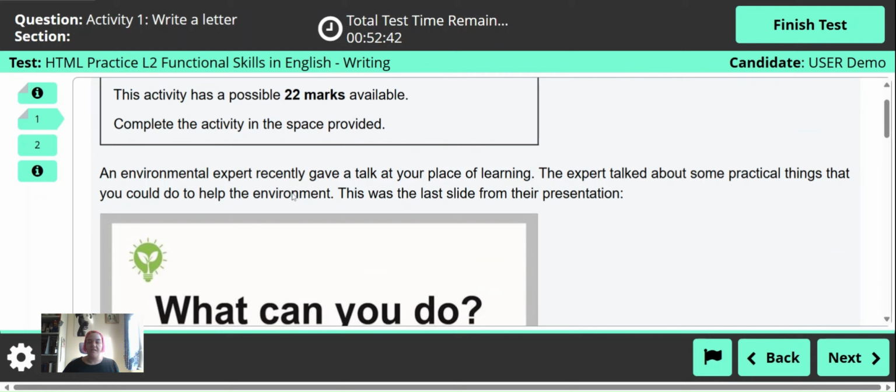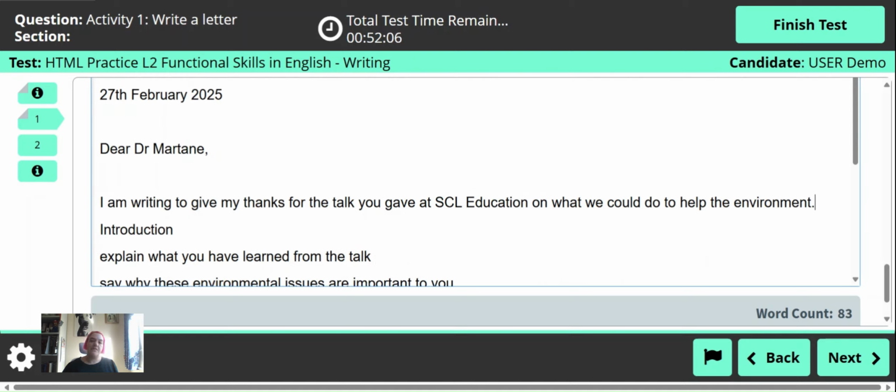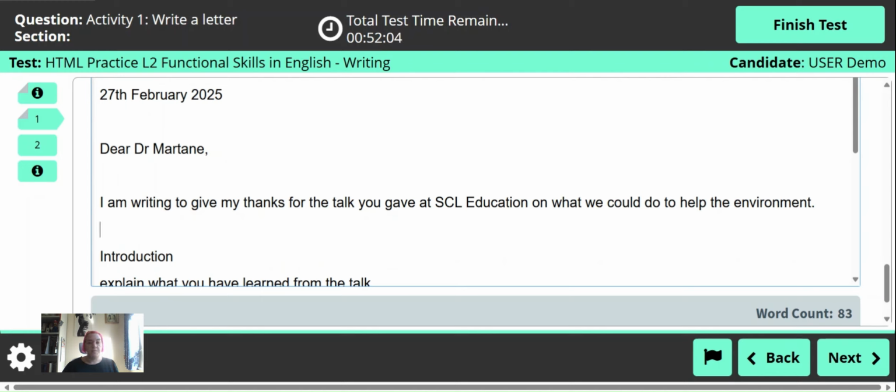An environmental expert recently gave a talk at your place of learning. They talked about some practical things we can do to help the environment. So again, we can use that wording and just change it around a bit, as long as we make sure that the grammar and everything flows and that we do change words like you to I when needed, things like that, then it works perfectly fine. I am writing to give my thanks for the talk you gave at SCL Education on what we could do to help the environment. So for an introduction, it's very short and it is very much to the point, but that could be all we need.